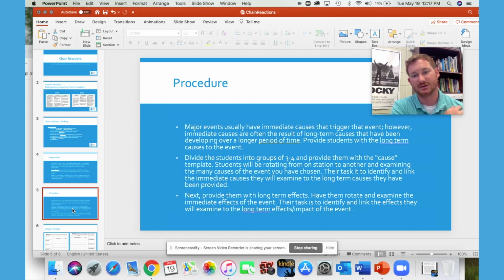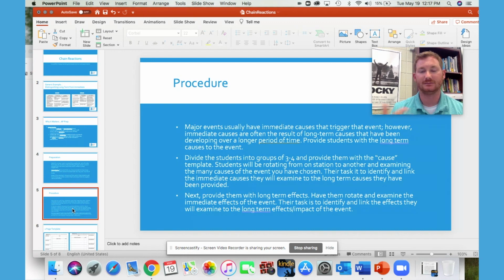So the procedure is, after covering the event, you divide them into groups and you provide them with long-term causes to the event. And then you have stationed around the room immediate causes, and they go around and they read and examine the immediate causes, and using the template, they link the immediate causes to the long-term causes and determine if it was an economic, social, political, or environmental cause.